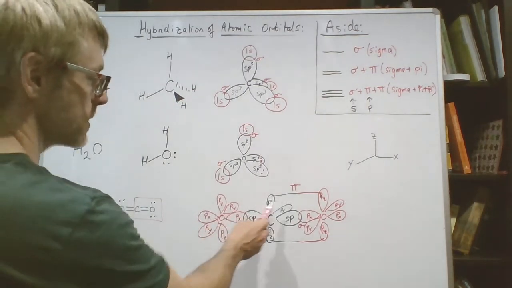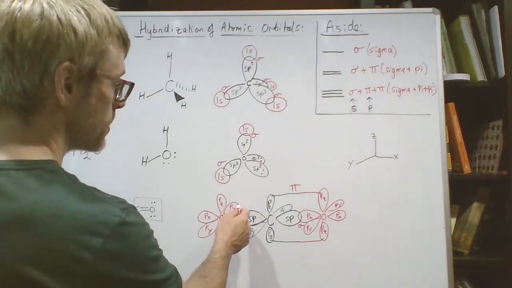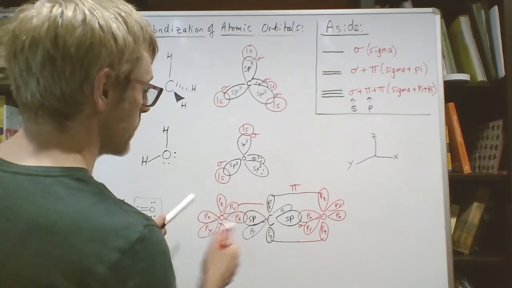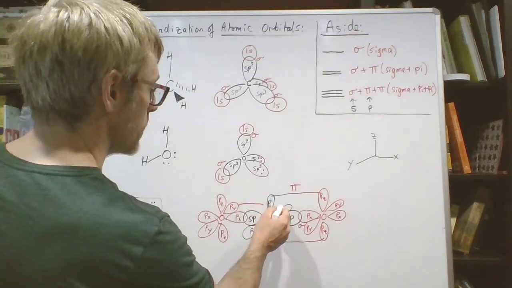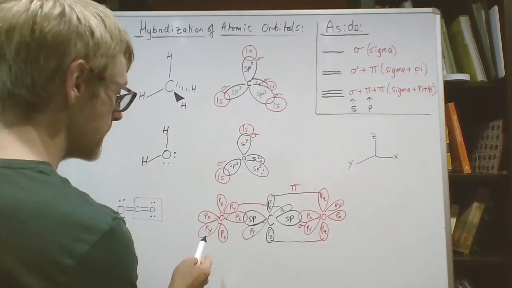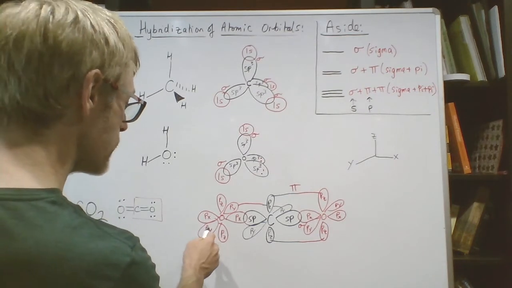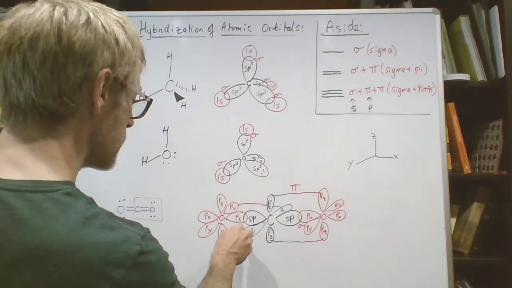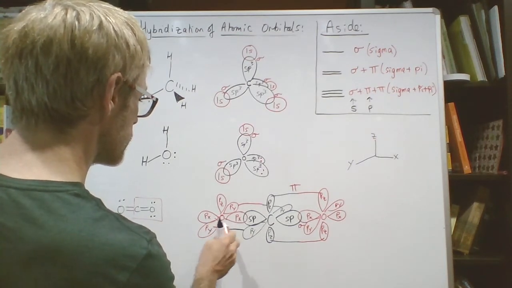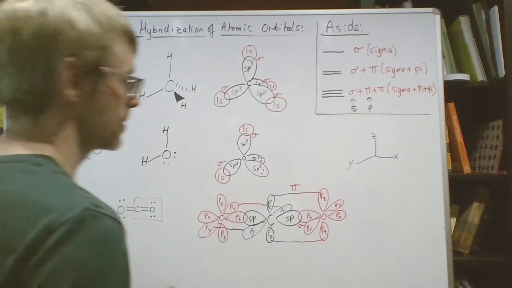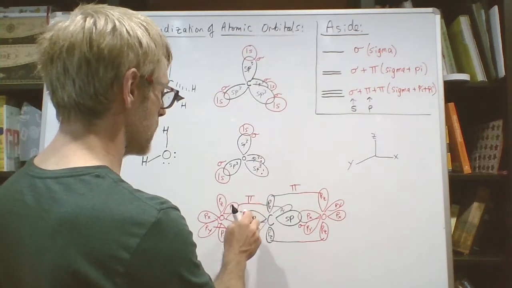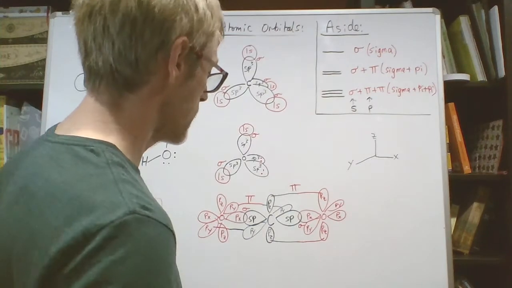But we haven't done anything with the py. So the py is now going to interact behind the scenes over here. And likewise, the py that's in front here is going to interact. So we have a secondary pi and a sigma here as well.